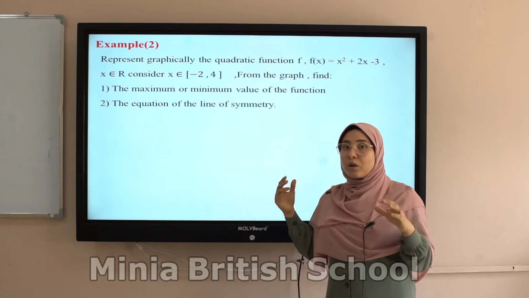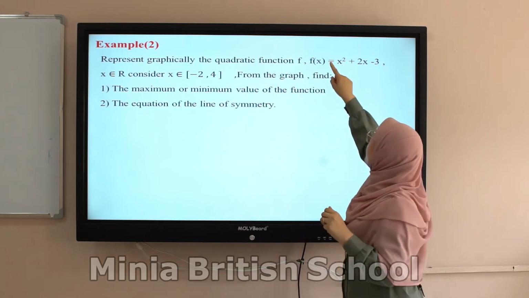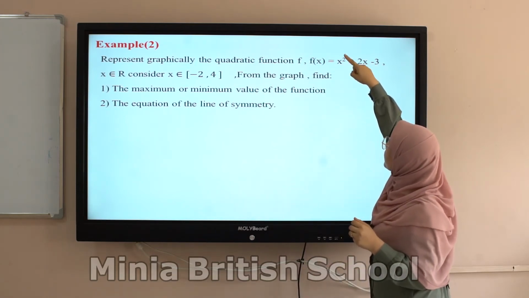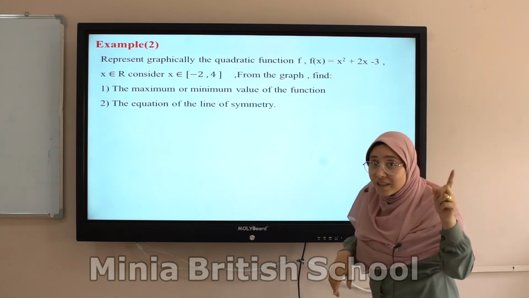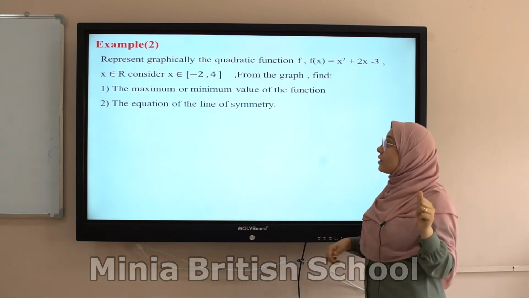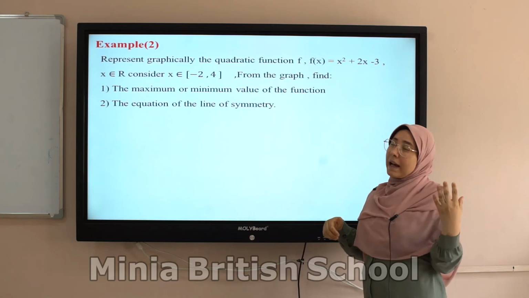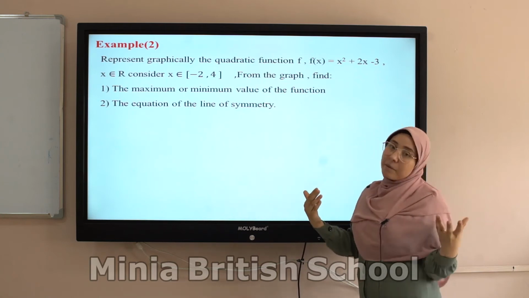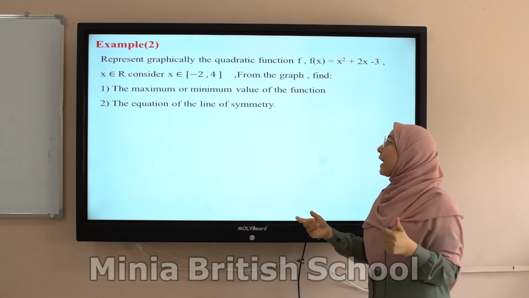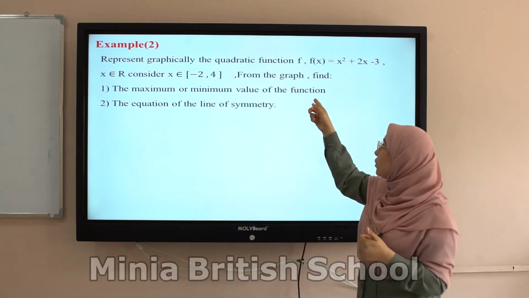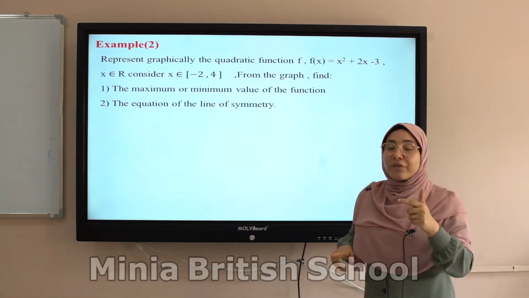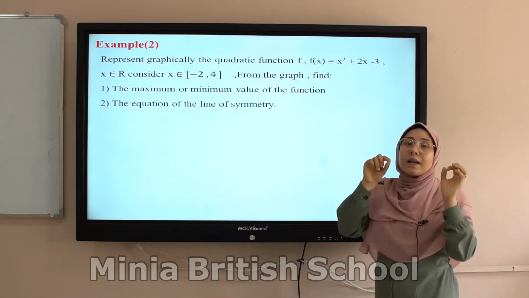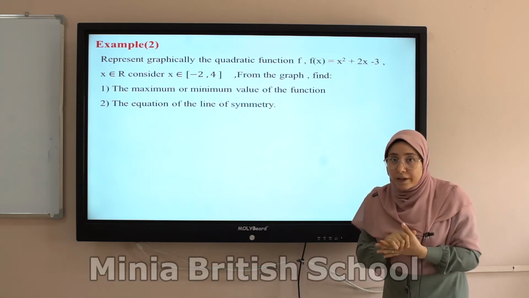Before I solve this problem, here the coefficient of x power 2 is a positive number. So does this function have a maximum or minimum value? Good, it has a minimum value, because the coefficient of x power 2 is a positive number, okay?